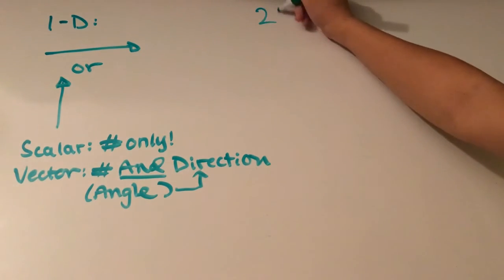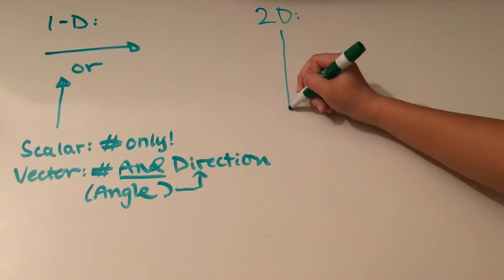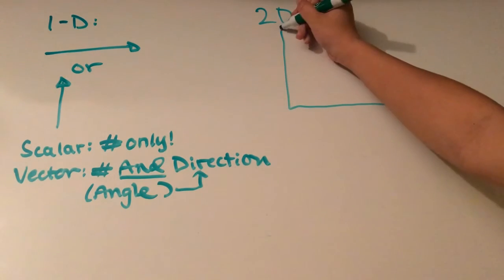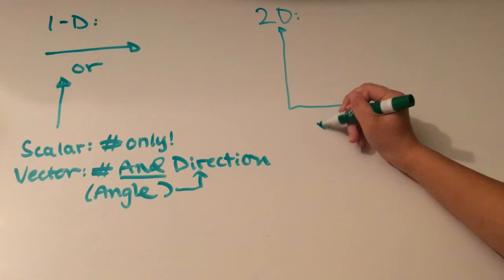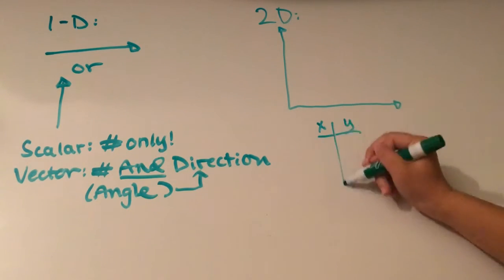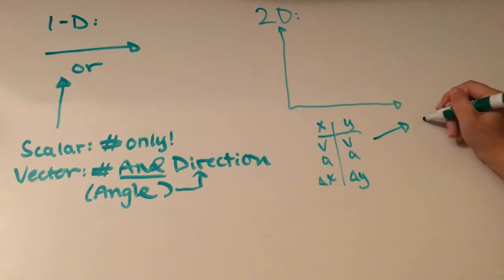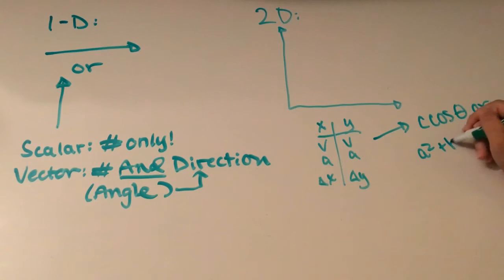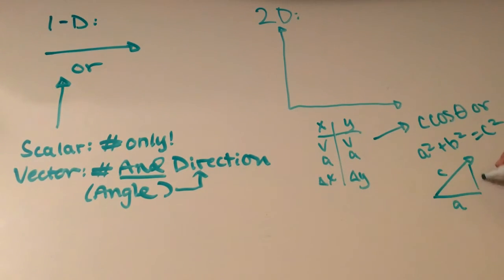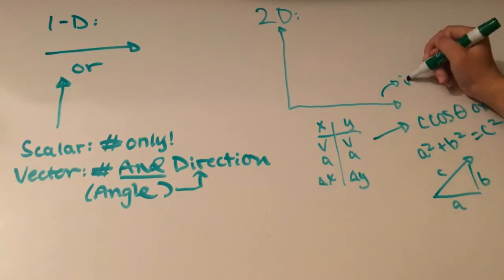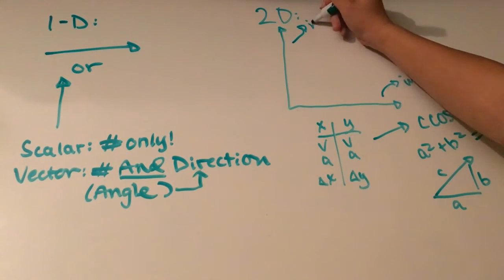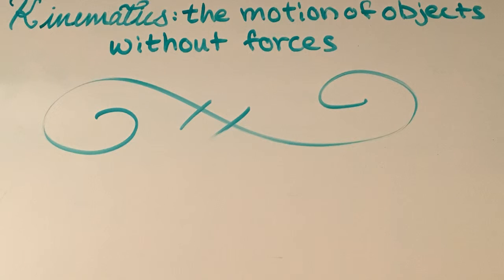Two-dimensional kinematics have variables on two axes, so they have to be split between the x and the y components and solved using one of two things, either trigonometry or the Pythagorean theorem. Remember that horizontal and vertical motion are separate. The motion of objects without forces.